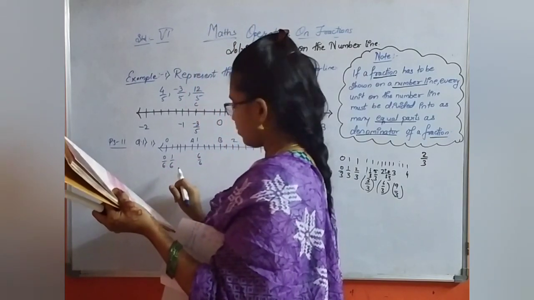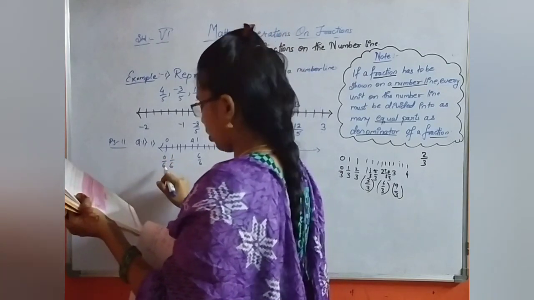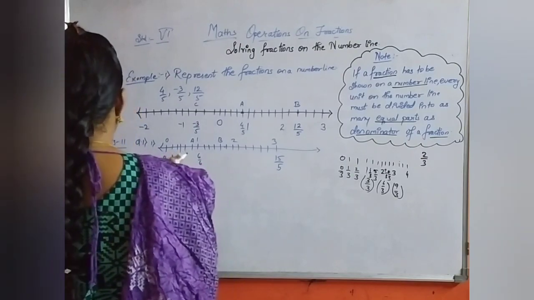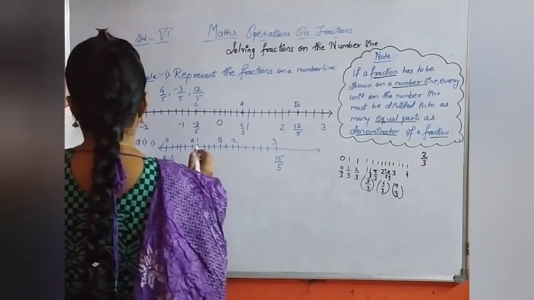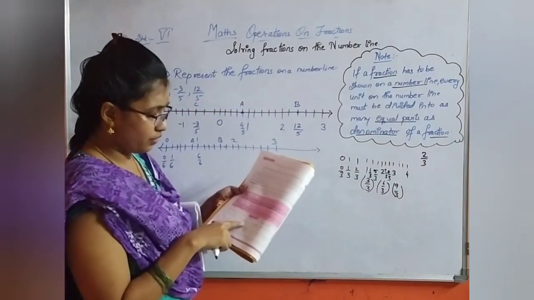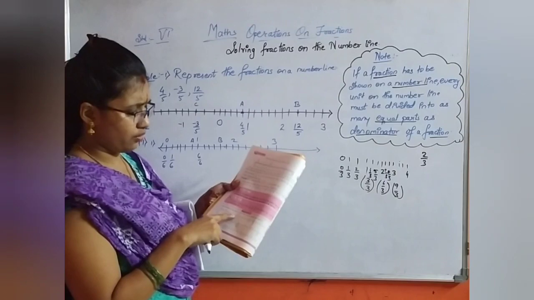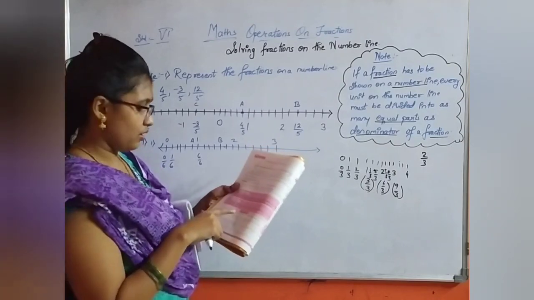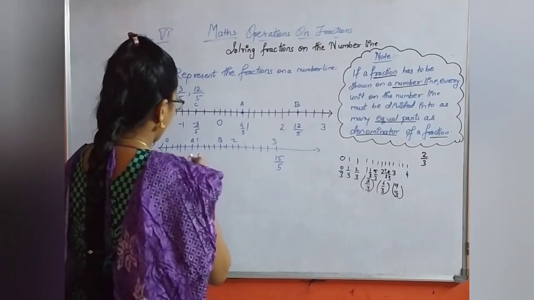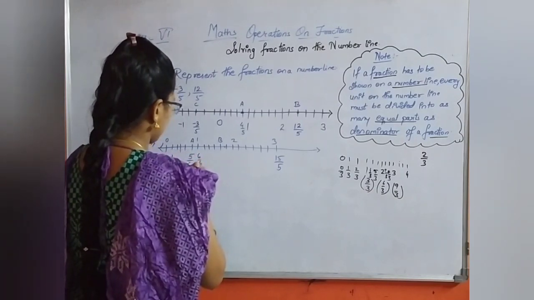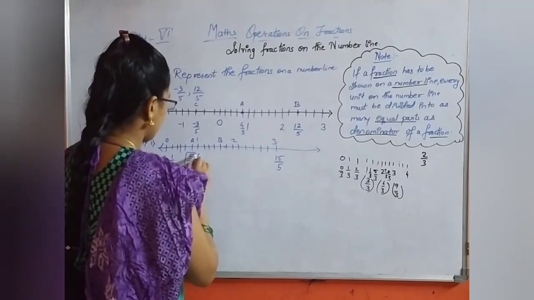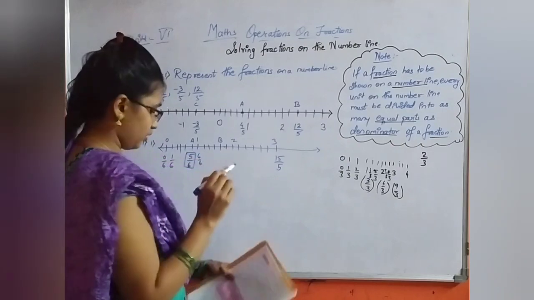Now 0 upon 6, after that 1 upon 6, then 2 upon 6, 3 upon 6, next is A, 4 upon... there is a mistake in your textbook, the numbers given are not proper. After 1, 2, 3, 4, 5, the fifth one we have it as A. So 0, 1, 2, 3, 4, 5 upon 6. Okay. Now this is your first answer, which is A.